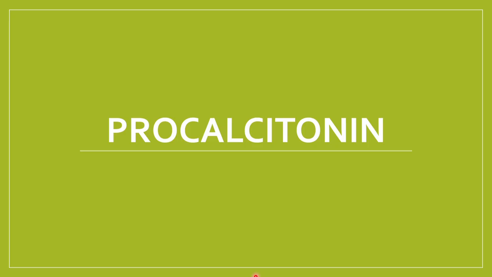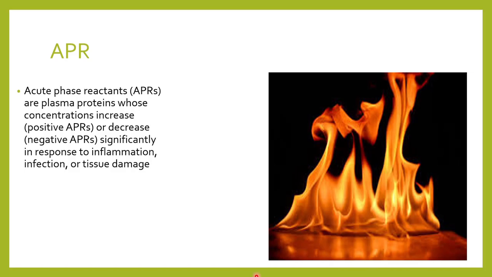In today's class, let us discuss a blood test, the procalcitonin blood test. In the previous classes, we have discussed acute phase reactants, and procalcitonin is also one of the acute phase reactants. Acute phase reactants are nothing but proteins. These are the proteins which are produced whenever the body is exposed to some kind of infection, trauma, or inflammation. They can be positive acute phase reactants or negative acute phase reactants.